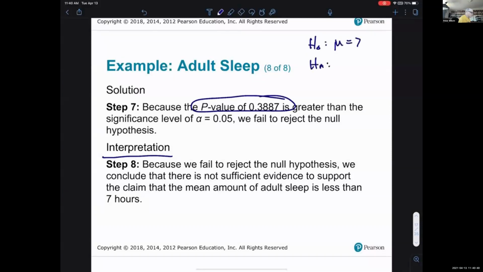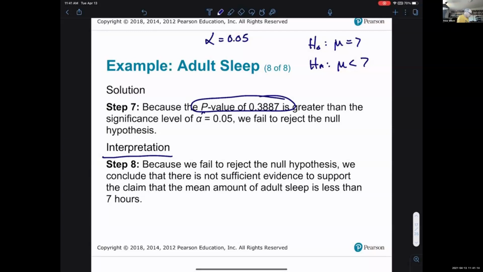Alternative hypothesis, mu is less than 7. We had an alpha equal to 5%. And then we had some sample data of 12 different folks and how long they slept. So when technology takes all that data and our alpha value and our null and alternative hypothesis, it says you have a p-value of 0.3887. What the heck does that mean?